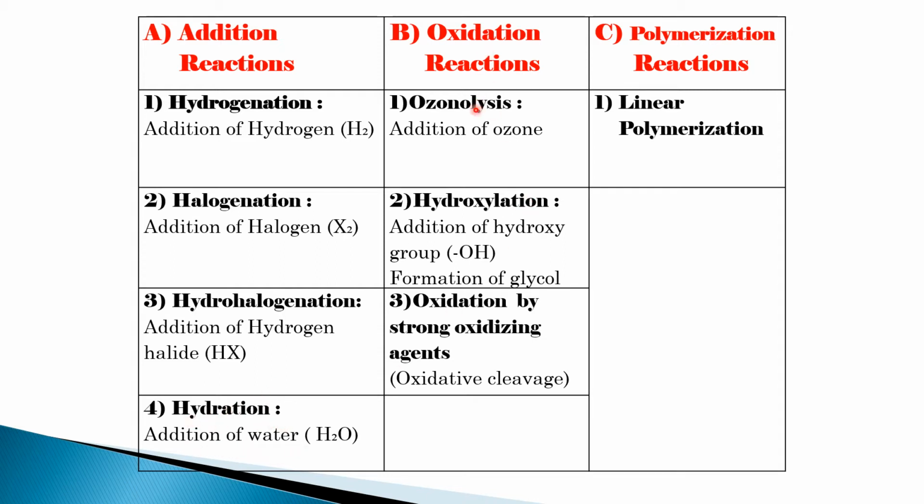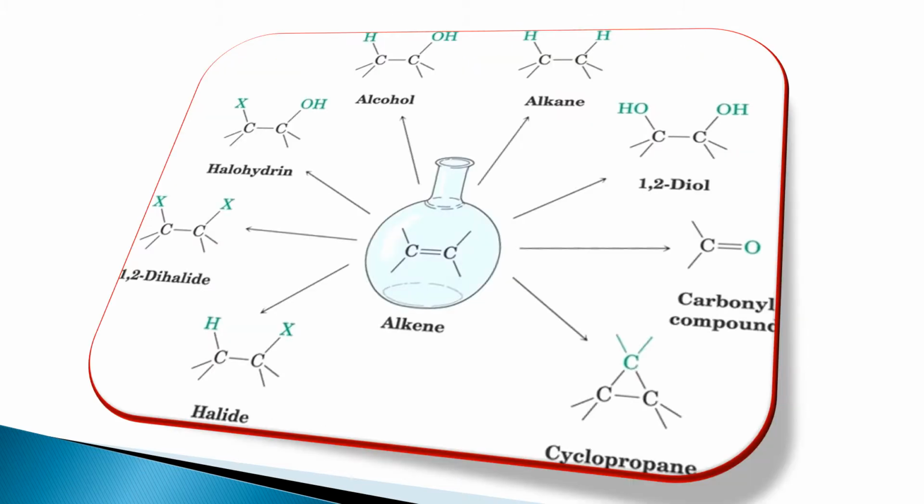In oxidation reaction, we have to study ozonolysis, that is addition of ozone. Second, hydroxylation, that is addition of hydroxy group, which leads to the formation of glycols. Third one is oxidation by strong oxidizing agents, so it is called oxidative cleavage. In polymerization reaction, we have to study only linear polymerization. So by using all these reactions, alkenes form a number of organic compounds. These organic compounds are halides, 1,2-dihalides, halohydrins, alcohols, alkanes, 1,2-diols, carbonyl compounds, and cyclopropane.